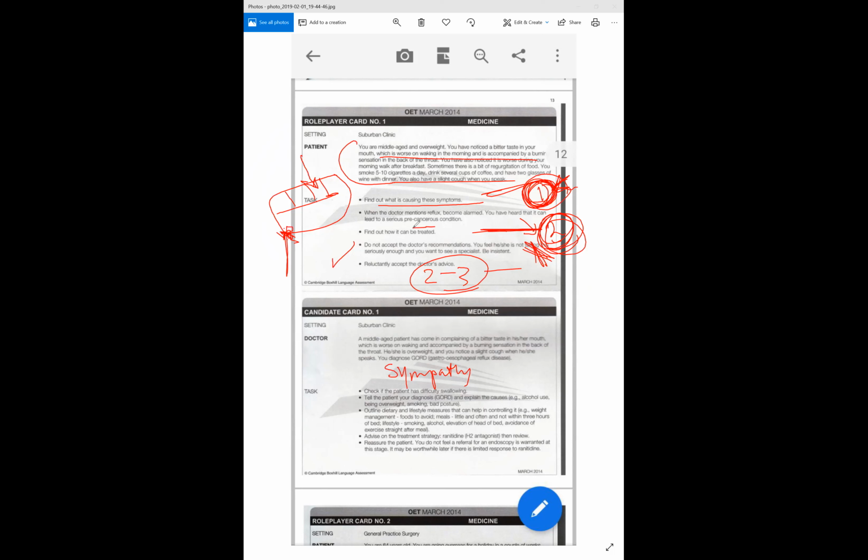Then he will tell you about the reflux, and you will tell him actually this is what we call GORD, or gastroesophageal reflux disease. Have you heard about this disease? He will tell you that he knows it well. Let me explain more about this gastroesophageal reflux disease. This is a disease of the junction between your stomach and food pipe.